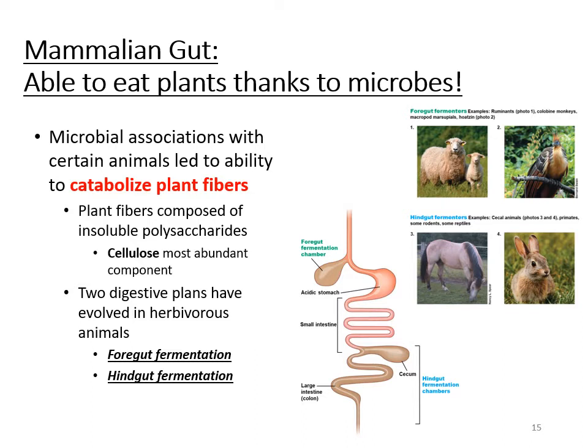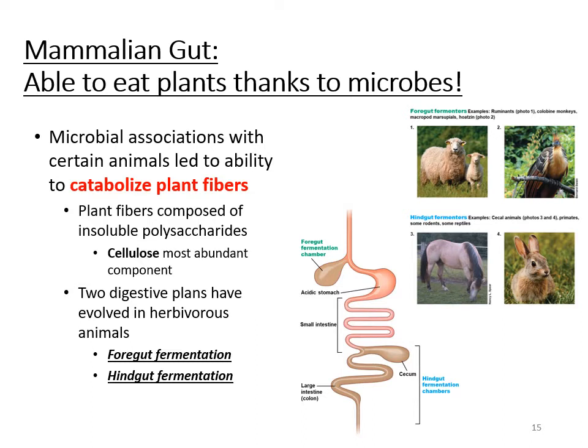Okay, you have foregut versus hindgut fermentation. With foregut, the fermentation chamber basically precedes the small intestine. So ingested nutrients are degraded by gut microbes before they encounter acidic stomach digestion. Okay, so foregut happens before the stomach.